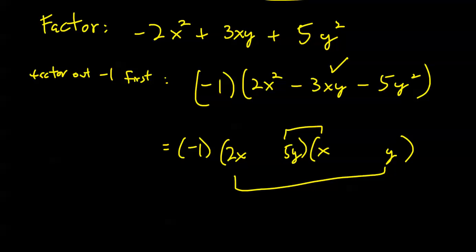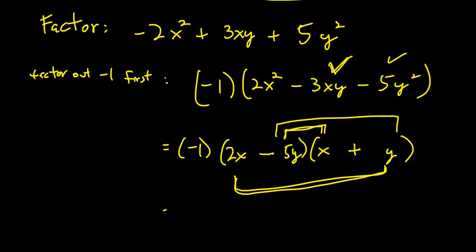Alright, what do I need to do? I think the 5y has to be negative, and the y value here has to be positive. Check it out. I get 2xy positive minus 5xy does add up to a minus 3xy, and notice the last product will be a minus 5y squared, just what we need. So final answer, let me rewrite it. Minus 1 times 2x minus 5y times x plus y.